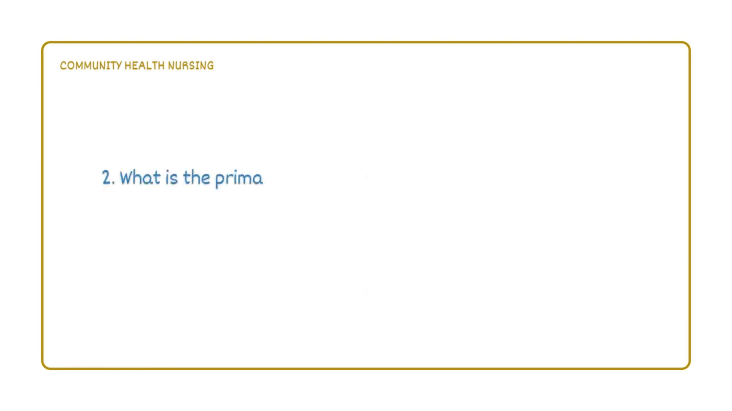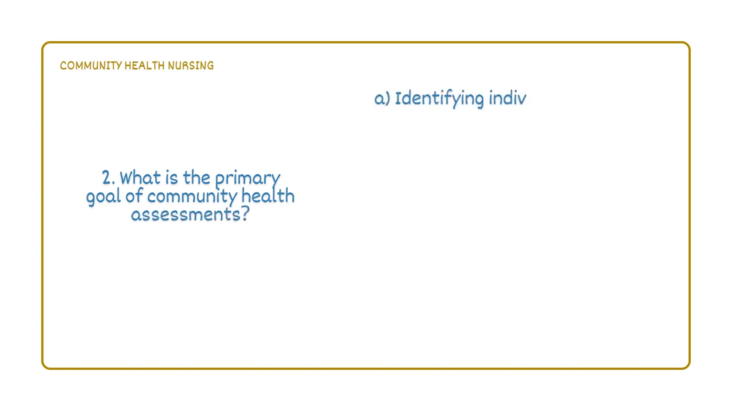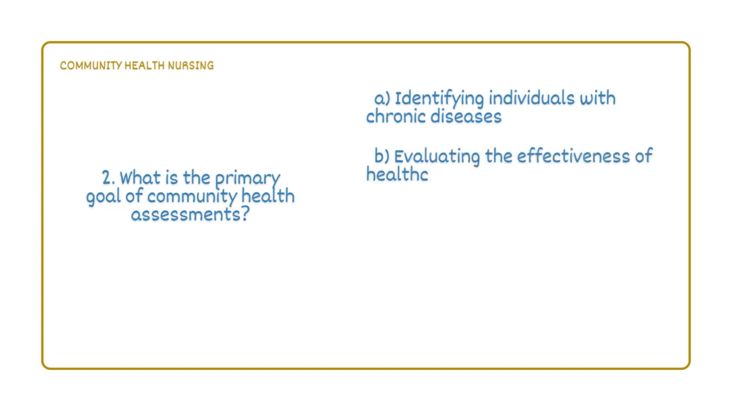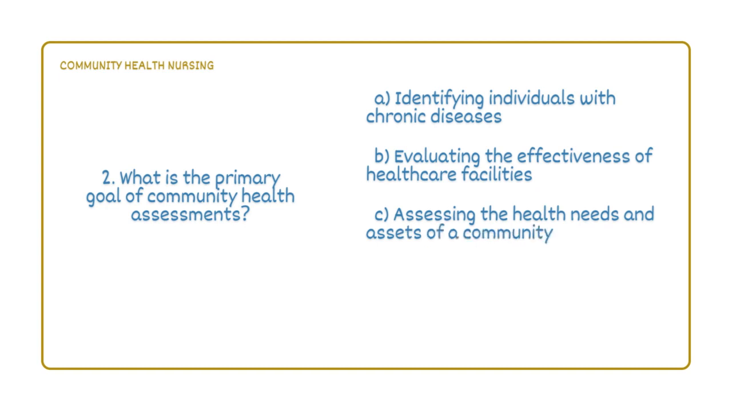2. What is the primary goal of community health assessments? A. Identifying individuals with chronic diseases. B. Evaluating the effectiveness of healthcare facilities. C. Assessing the health needs and assets of a community. D. Diagnosing acute illnesses in the community.